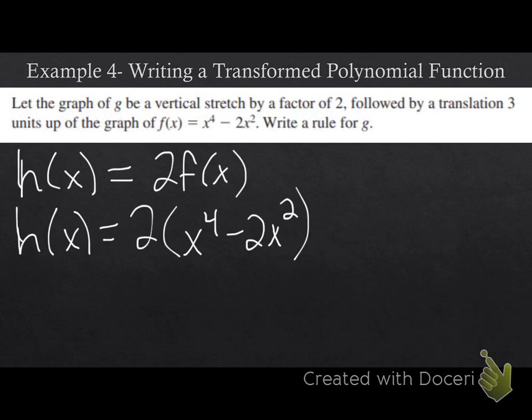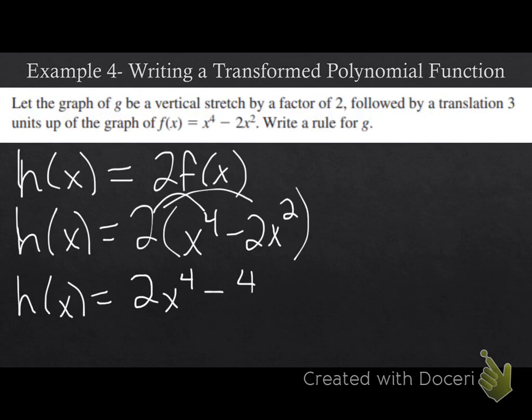You distribute it. I'm going to multiply it through the whole set of parentheses. Am I moving too fast for anybody? Okay. What's 2 times x to the 4th? 2x to the 4th. 2 times negative 2x squared? Negative 4x squared. Can that be simplified any further?